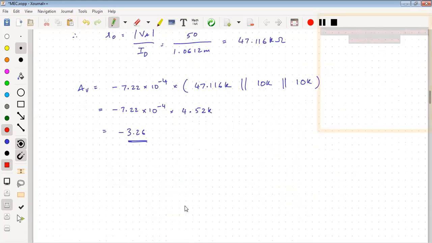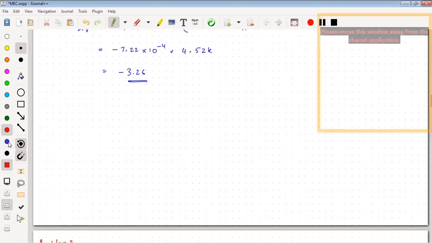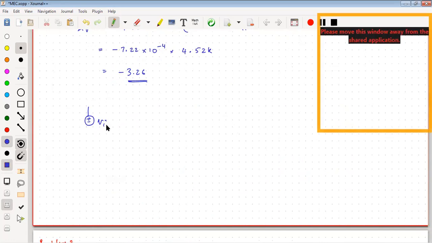We get the diagram again. So I have this minus Vi here. Vi or v signal, same thing.